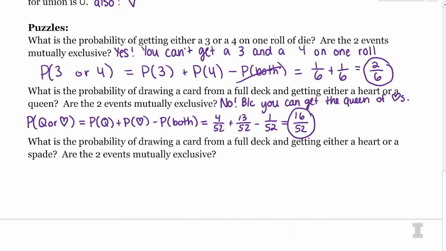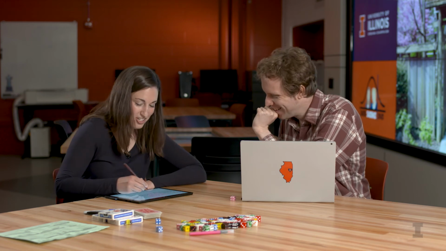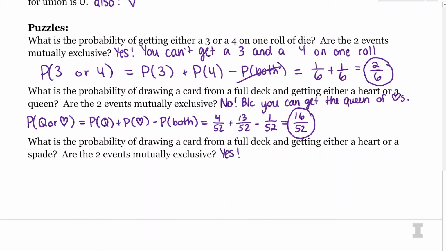So very, very last question for the addition rule. It says, what's the probability of drawing a card from a full deck and getting either a heart or a spade? All right. Are the two events mutually exclusive? So we have to ask ourselves, can we get a card that is both a heart and a spade? So I don't know of any cards that's multi-suit. So spade of heart, no. Yeah, so I'm going to say yes, because you cannot get a card that's both a heart and a spade.